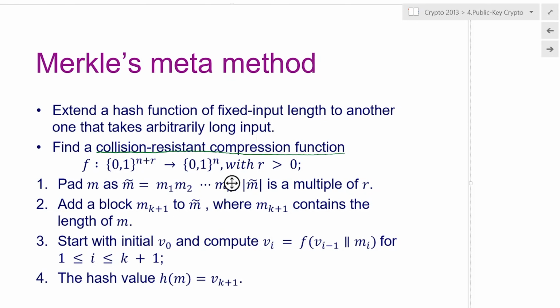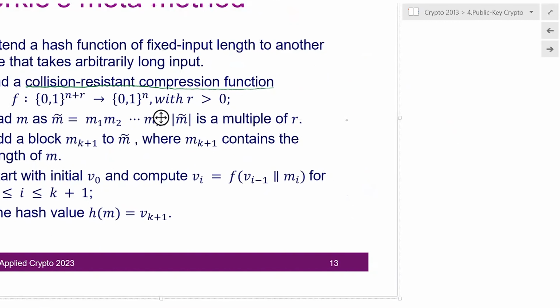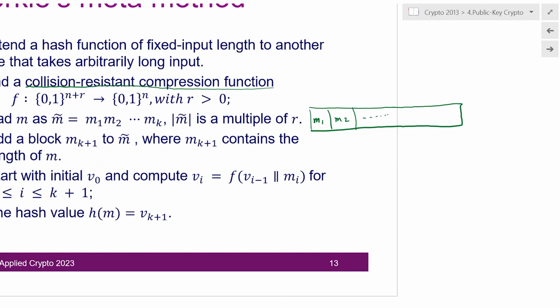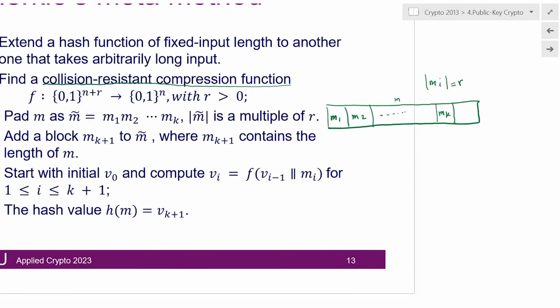So if I want to display this in a nicer way, I would say this is going to be my M1, M2, and so on and so forth. I will chop it into, let's say, k parts, and so this is my M, where for every Mi, the length of Mi is actually r bits, right? So that is the first thing that we do. We chop our M into r bits, and every block has r bits.